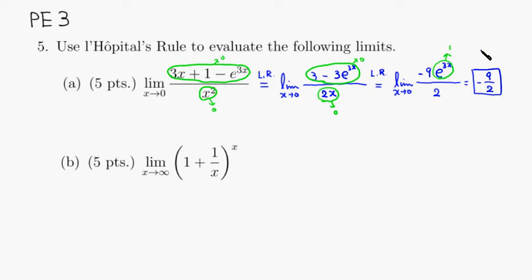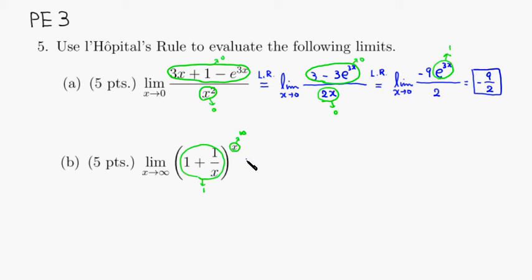All right, part B. If you plug in x goes to infinity, you can see that the base is approaching 1, but the power is approaching infinity. 1 to the infinity is one of the indeterminate forms that L'Hopital's rule applies to. But in order to apply L'Hopital's rule, we need a fraction or quotient form.